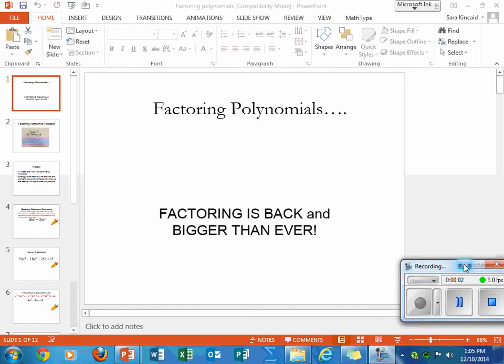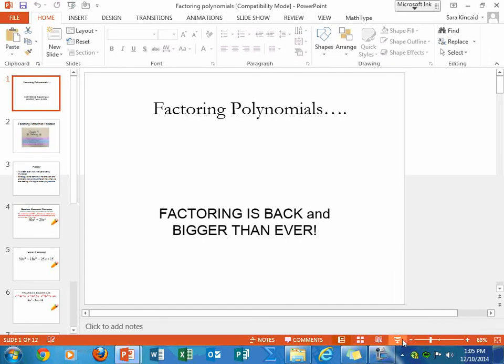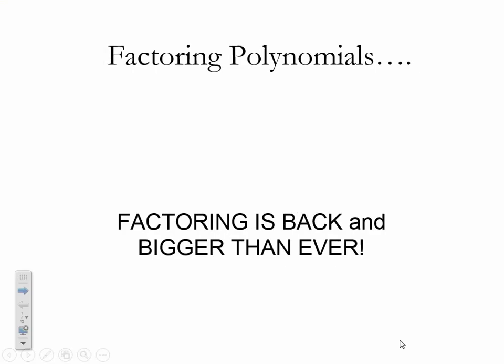Hello everyone! So here we are in the 5th unit that we're talking about in Algebra 2, talking about factoring, now again with polynomials. That's right, factoring is back, and it's bigger than ever.